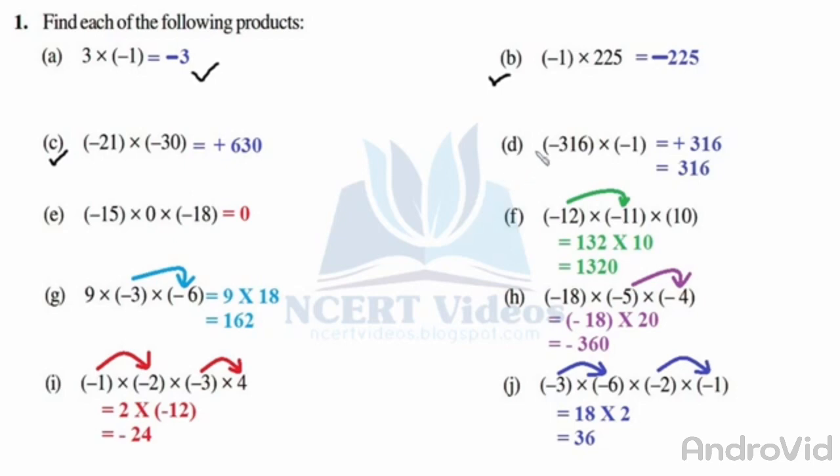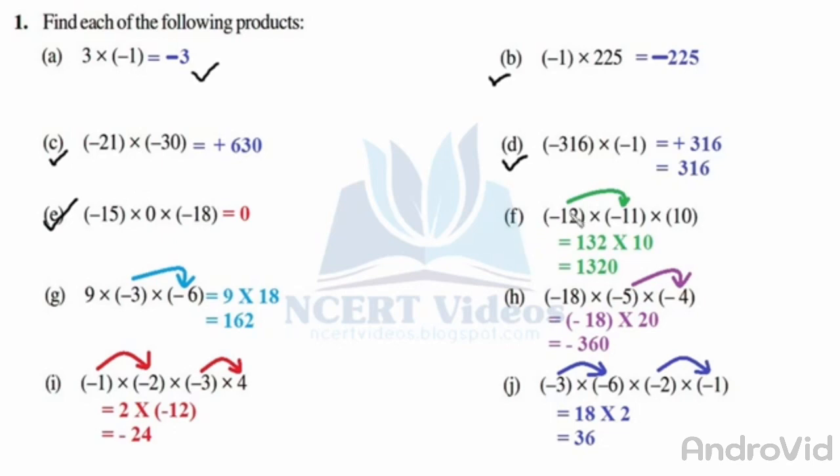D part, 316 into 1. First of all, we will multiply it. Anything multiplied with 1 gives the number itself, and minus minus is plus. We don't have to write plus, therefore we write straight away 316. E part, now here we don't have to do anything. Anything multiplied with 0 turns out to be 0. So therefore answer is 0. You don't have to multiply everything here.